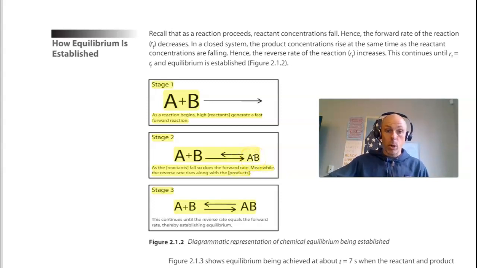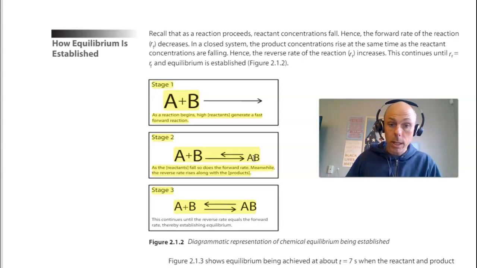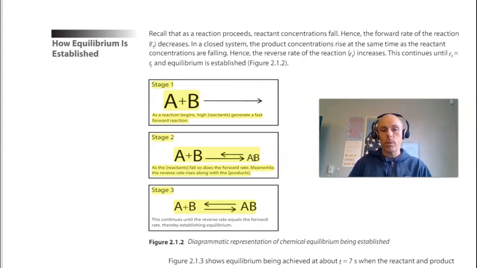But of course, as the product is accumulating, and the product is the reactant for the reverse reaction, as AB is accumulating and its concentration is increasing, the rate of the reverse reaction starts to increase. As the rate of the forward reaction is decreasing and product is being formed, the rate of the reverse reaction increases. There becomes a point at which the forward and reverse rates equal each other, which is represented by stage 3 here, by the length of the rightward and leftward arrows being the same, and that's when equilibrium is established.